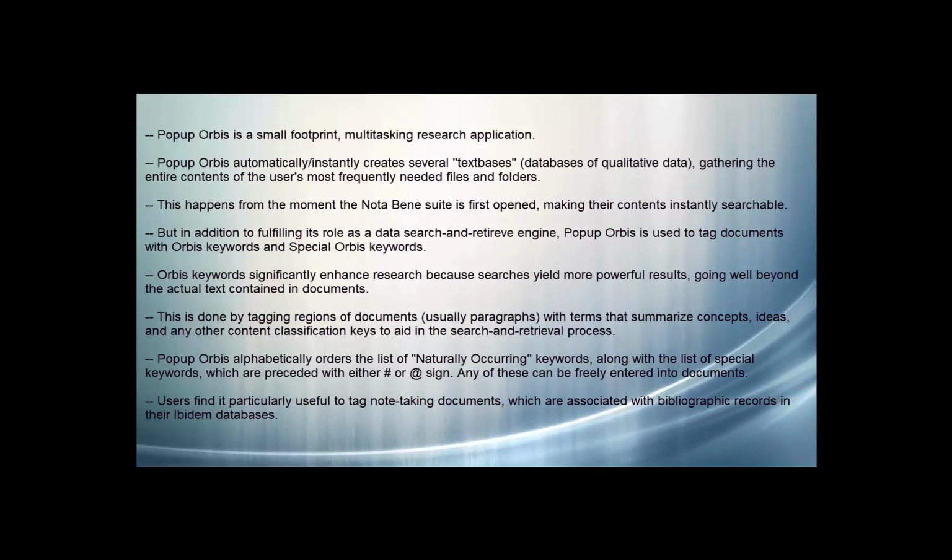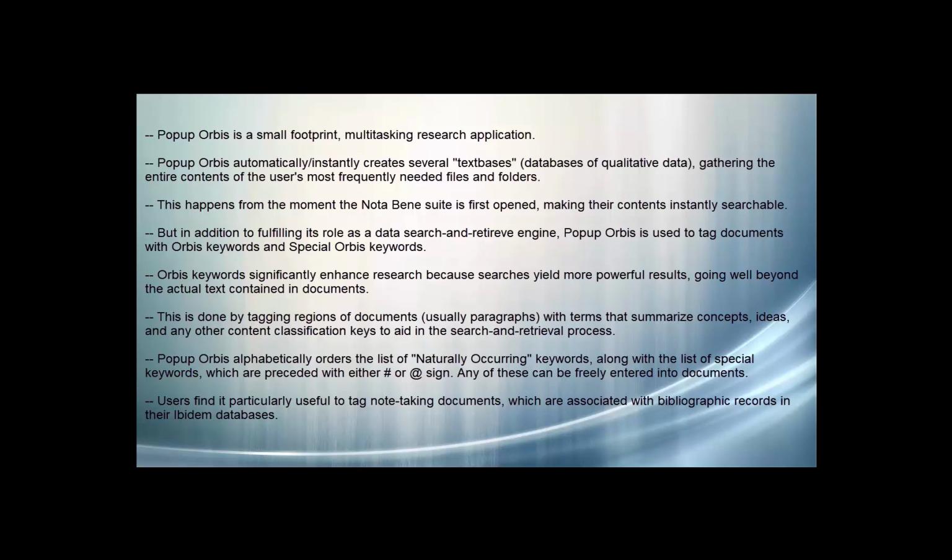But in addition to fulfilling its role as a data search and retrieval engine, Popup Orbis is equally used for tagging documents with Orbis keywords and special Orbis keywords. Orbis keywords significantly enhance research because searches yield more powerful results, going well beyond the actual text contained in documents. This is done by tagging regions of documents, usually paragraphs, with terms that summarize concepts, ideas, and any other content classification keys to aid in the search and retrieval process.